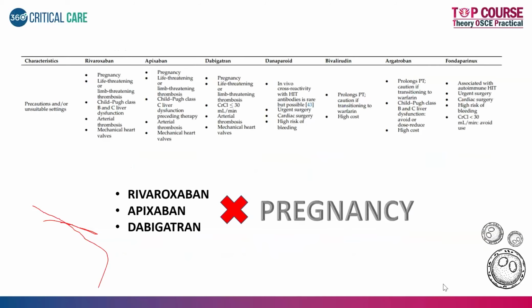What are the precautions that we have to know? Obviously, rivaroxaban, apixaban, and dabigatran cannot be used in pregnancy. The alternative we have in this case is fondaparinux. Remember that. Why can't we use these? Because of direct placental transfer of the drugs, which can cause fetal hemorrhages. That's the reason we cannot use these three drugs in pregnancy. Along with this, we cannot use rivaroxaban, apixaban, and dabigatran in patients with mechanical heart valves and liver dysfunction or hepatic dysfunction.